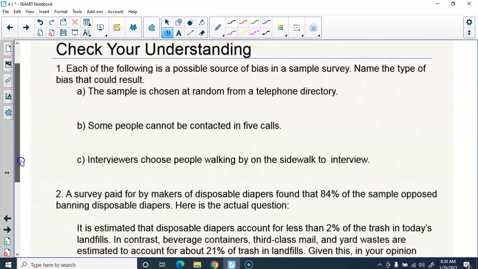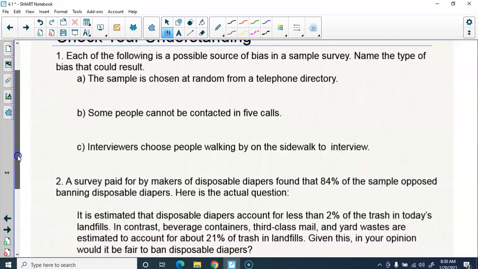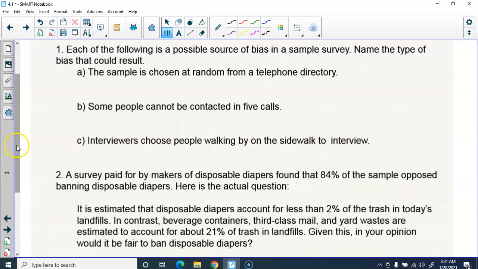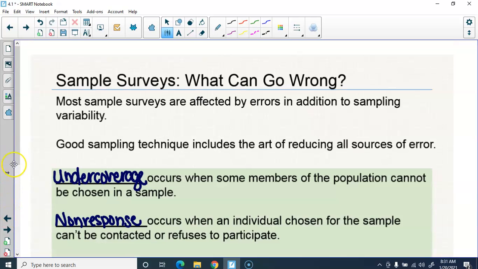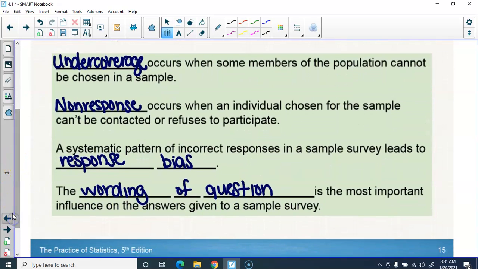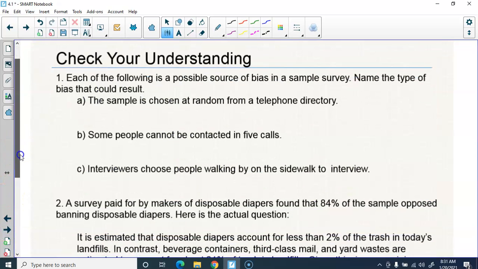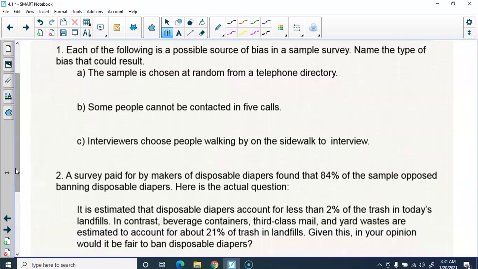So let's talk about each one of those in context here. Name the type of bias that could result. The sample is chosen at random from a telephone directory. So if we go back to this slide, which one of these is affecting choosing random telephone numbers from a directory: undercoverage, non-response, response bias, or wording of question? It's possible that someone's unlisted, not in the telephone directory, so they would be incapable of being chosen. That is undercoverage.